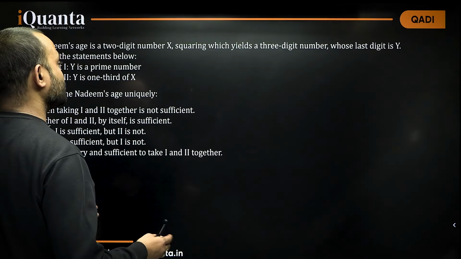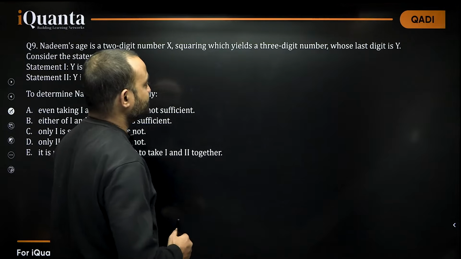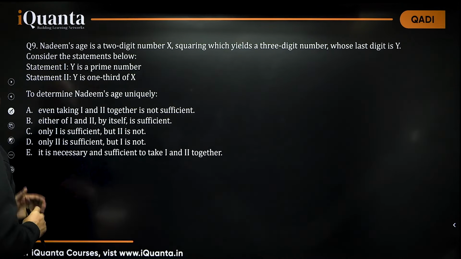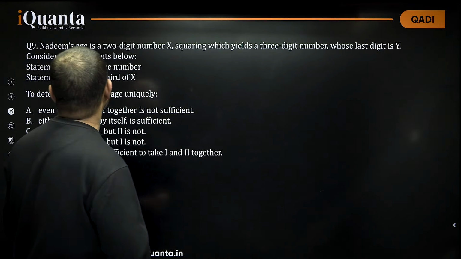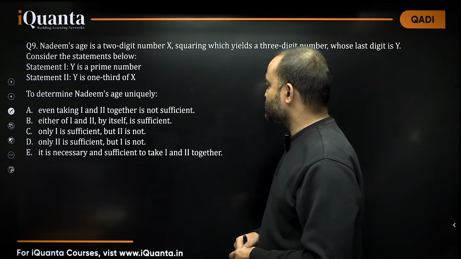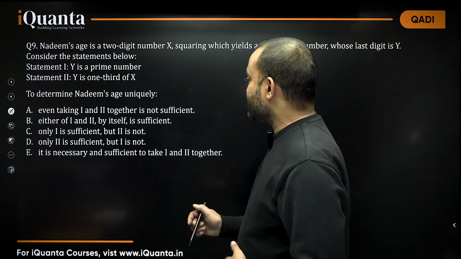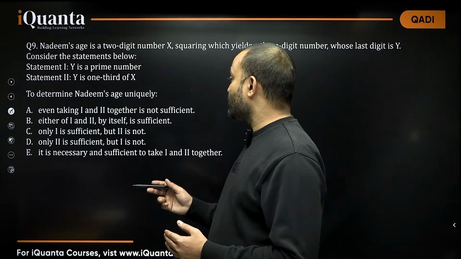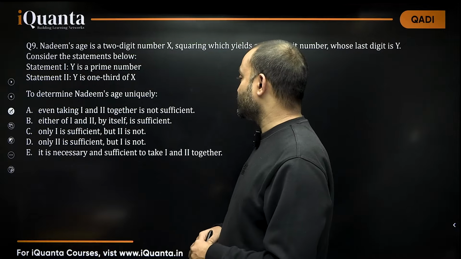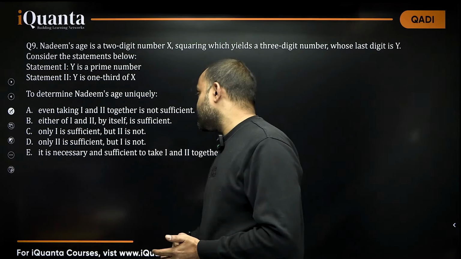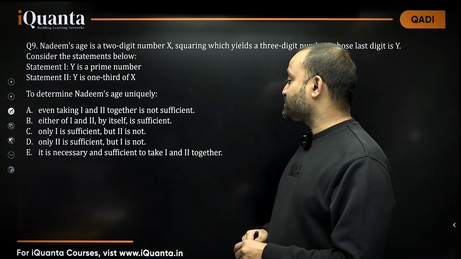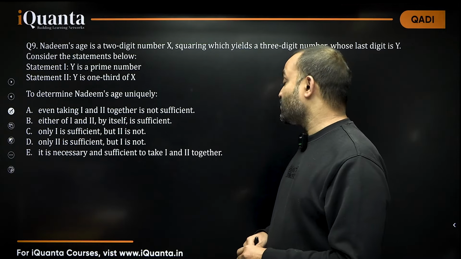Nadim's age is a 2-digit number x, squaring which yields a 3-digit number whose last digit is y. Consider the statements below. Statement 1, y is a prime number. Statement 2, y is 1/3 of x. To determine Nadim's age uniquely: option A, even taking 1 and 2 together is not sufficient. Option B, either of 1 and 2 by itself is sufficient. Option C, only 1 is sufficient but 2 is not. Option D, only 2 is sufficient but 1 is not. Option E, it is necessary and sufficient to take 1 and 2 together.